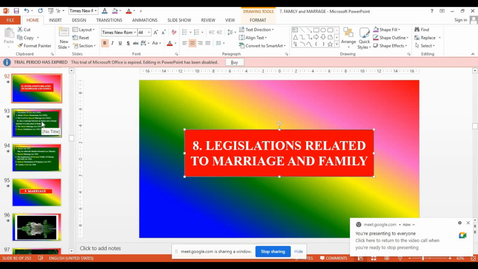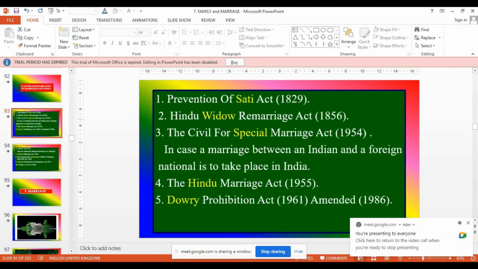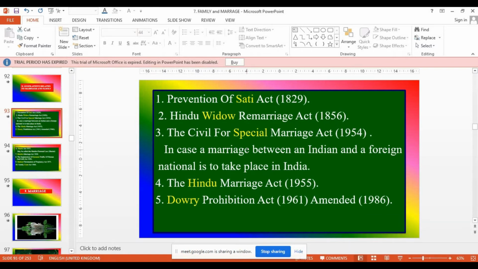The first legislation is the Prevention of Sati Act, 1829. Sati means if the husband dies, the wife should die in the same fire. So this evil is nowadays prohibited and is reducing, almost gone.